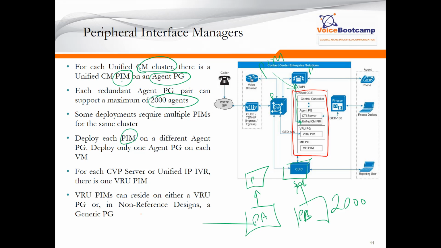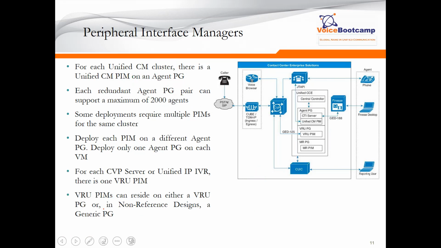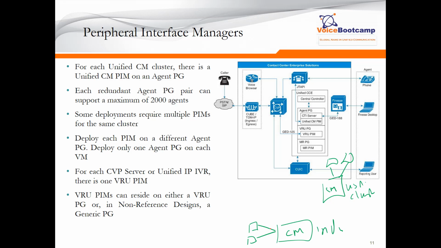So I'll give you an example. Let's say I have a call manager cluster in USA. This is the US cluster. And then I have a separate cluster in India. Now both of them are call manager. Now the agents are sitting right here. So if I have a PG here, and I want to use the agent service for both of them, this particular PG can only point to one call manager at a time. I cannot point to this.